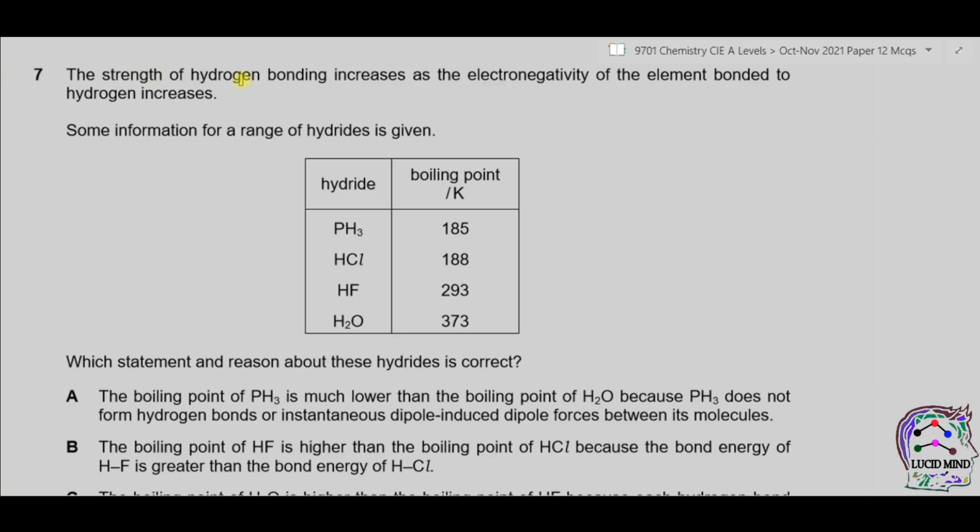Question 7. The strength of hydrogen bonding increases as the electronegativity of the element bonded to hydrogen increases. Some information for a range of hydrides is given. We have PH3, HCl, HF, H2O and the boiling point increases down. Which statement and reason about these hydrides is correct?